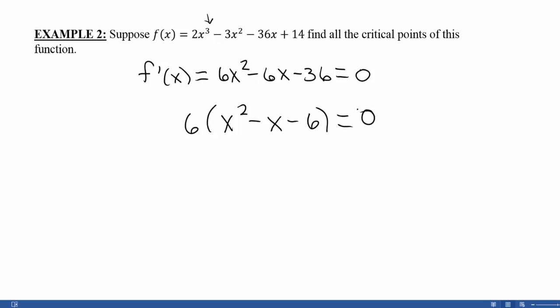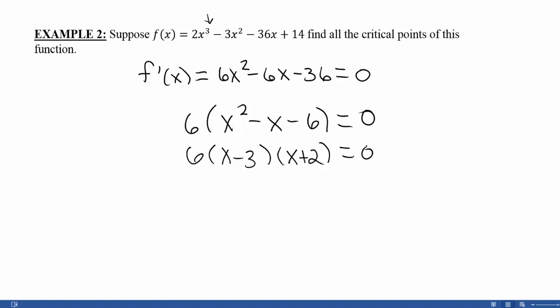And I still want to know, when does that equal 0? So factoring that down one more time, I get x minus 3, x plus 2. And still, I want to know, when does that equal 0? So now I have three things multiplied together: 6, x minus 3, and x plus 2. In order for that to equal 0, one of those terms has to equal 0.